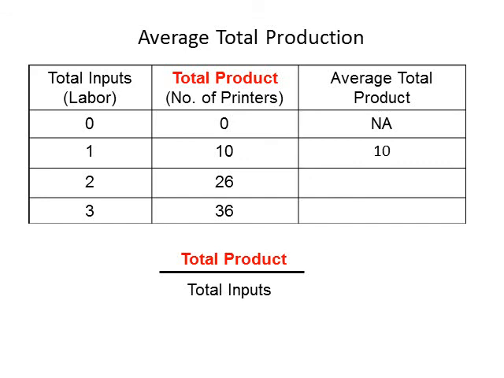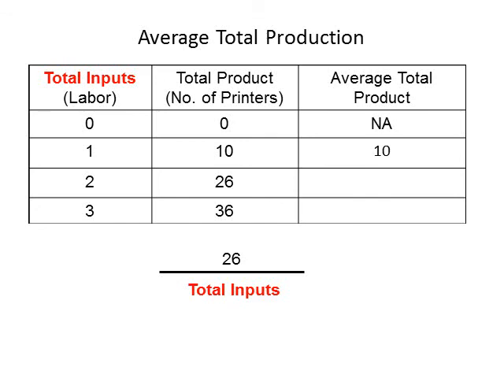Next, locate the total product column and the total product in the formula. Next, locate the total product column and the total product associated with 2 units of labor, which in this case is 26. Next, substitute 26 into the formula.